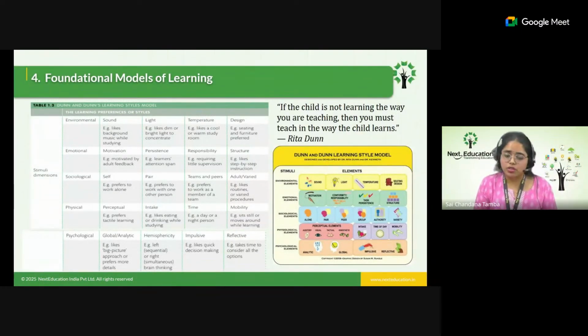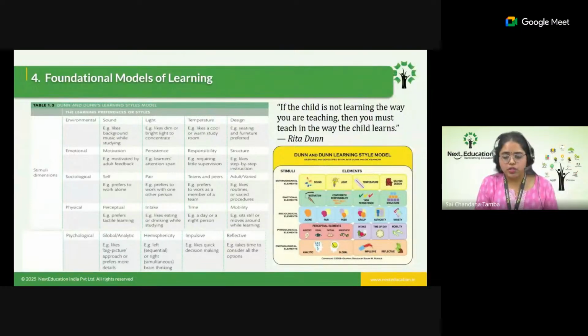Then sociological elements as well, because some people prefer reading or studying alone, some like to do it in a pair, some like to have a small peer group of their own, some want to do it in a large group. And some prefer to have a teacher around them, then only they'll be able to concentrate in their studying. And some have various other ways in which they could study. So those are the sociological elements.